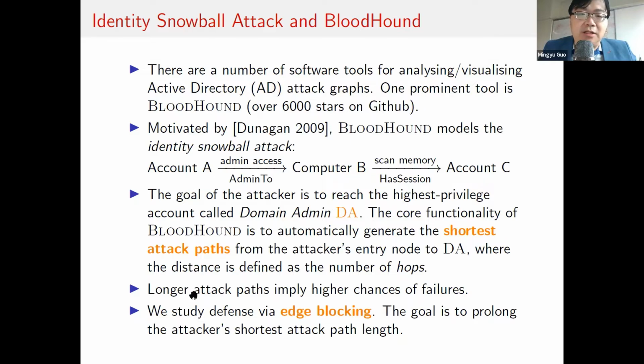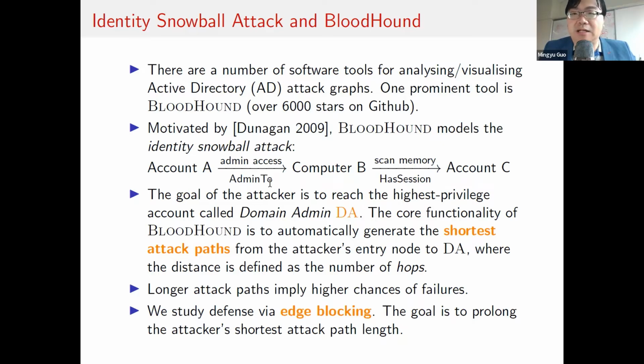Generally, the reason this tool uses the shortest attack path is because longer attack paths imply a higher chance of failure or a higher chance of getting detected. So we study defense via edge blocking. The idea of edge blocking is that we can possibly cut some edges. For example, ban account A from accessing computer B.